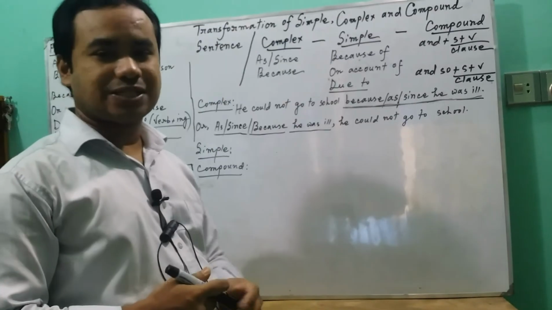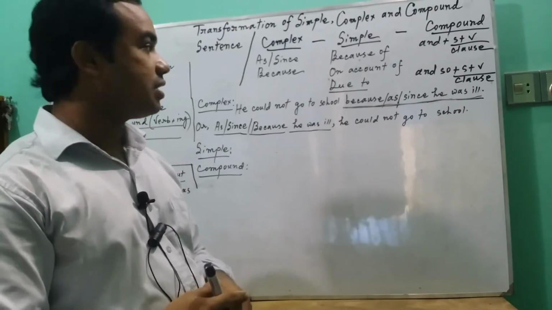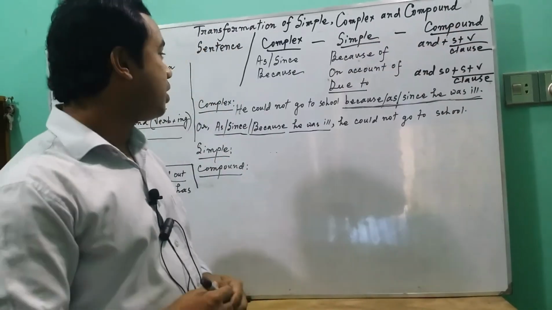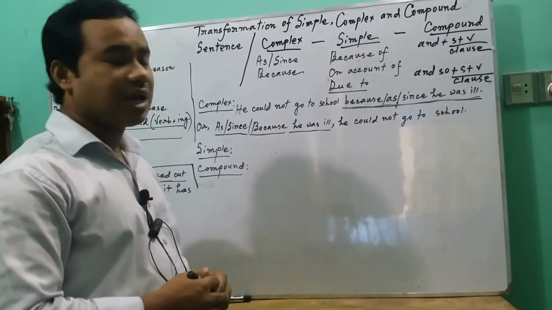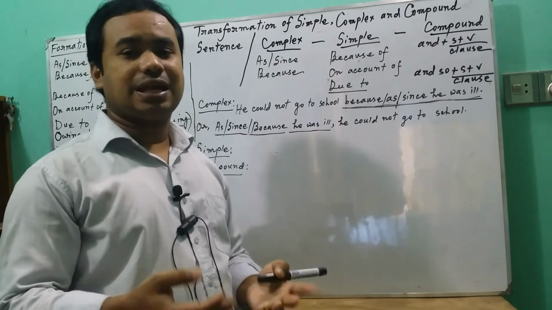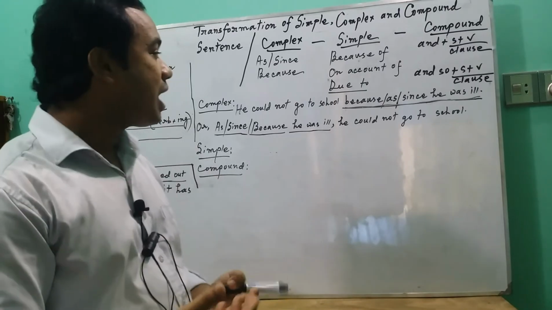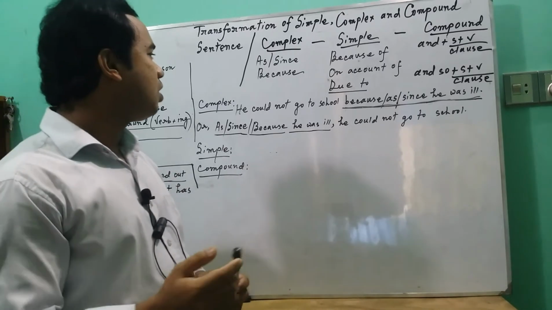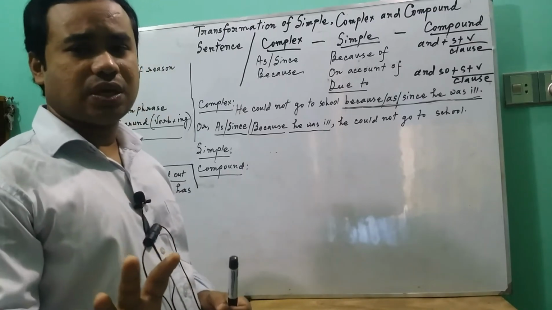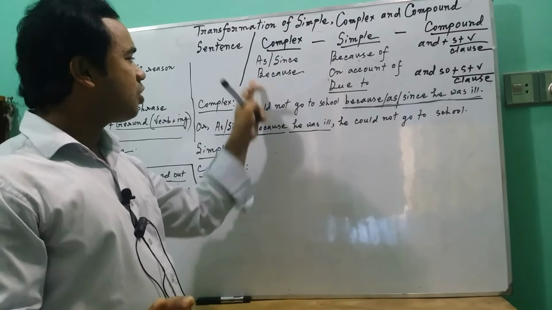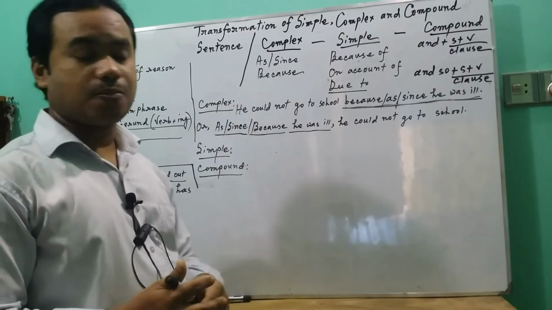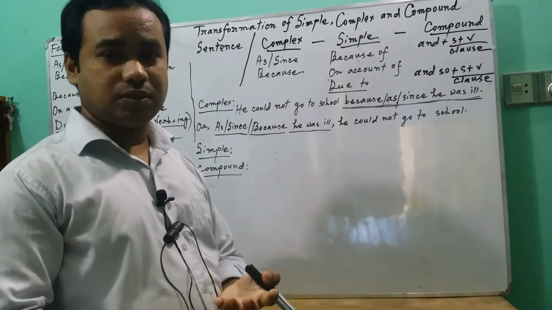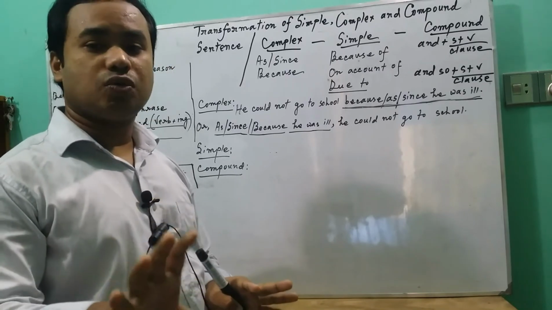These are subordinating conjunctions, and you know what a complex sentence is, and I think you know what a simple sentence is and what a compound sentence is. As, since, because are very common conjunctions that are used to express reason. When you want to express the reason of something, then you have to use these three conjunctions: as, since, because. But of these three conjunctions, because is the most common one that we use to show a reason.